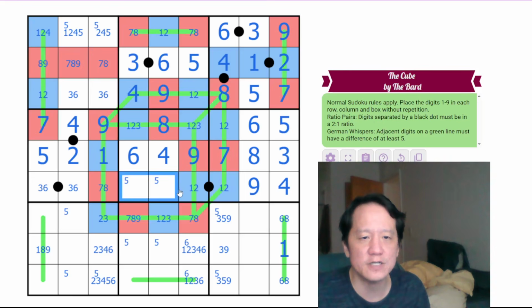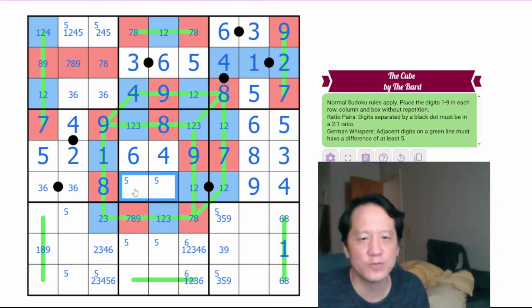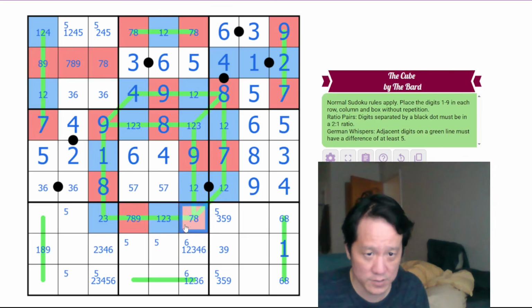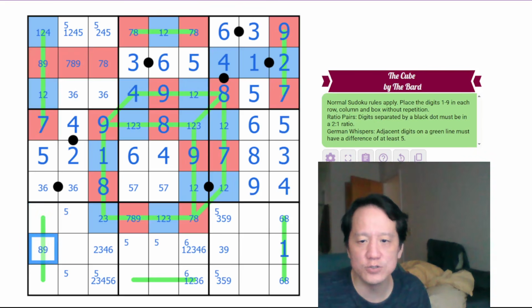Remaining digits in row... This 7 eliminates 7 here, so that's 8. Therefore, this is 5, 7 as a pair, left in row 6. This 1 eliminates 1 here, so this must be a high digit. That means this is next to 2 low digits. So this is low, we have high, high here.